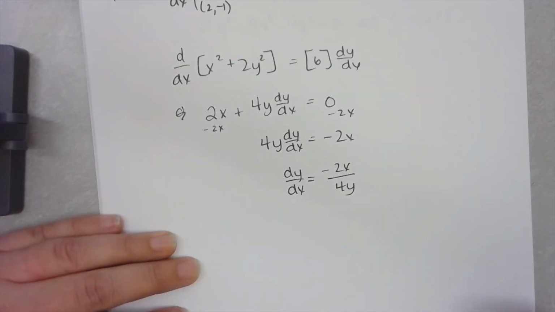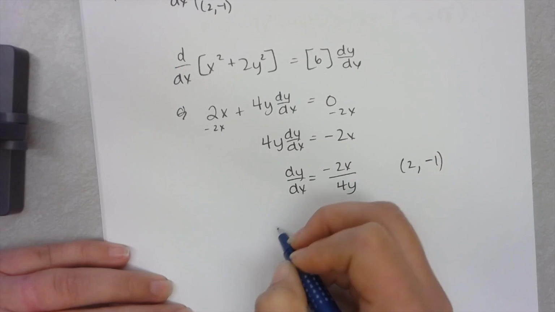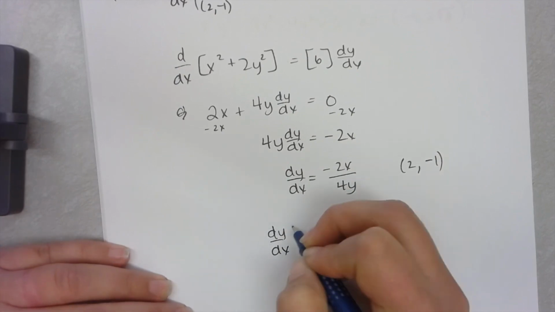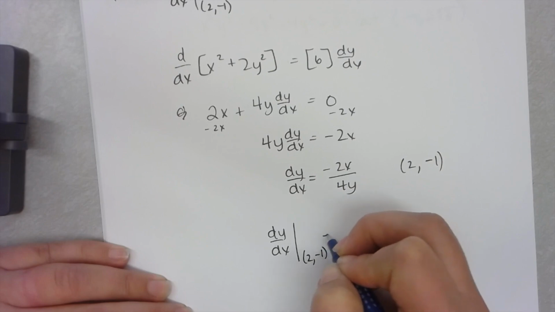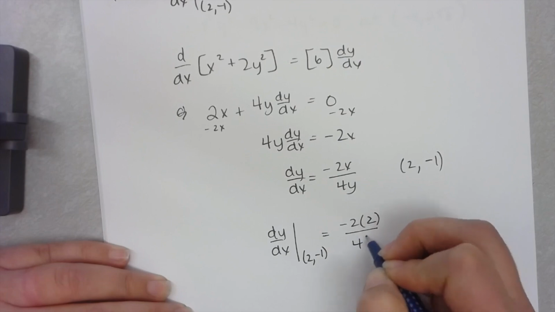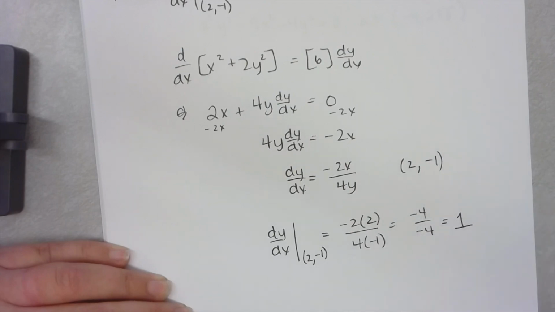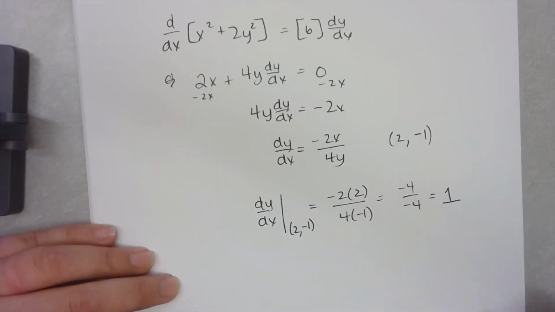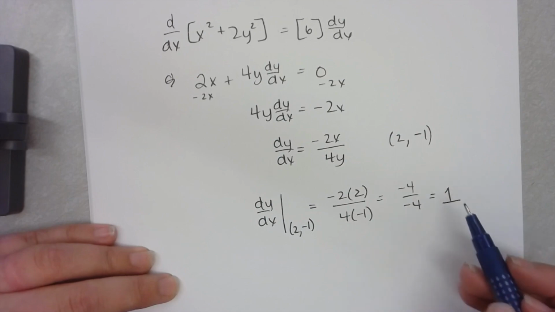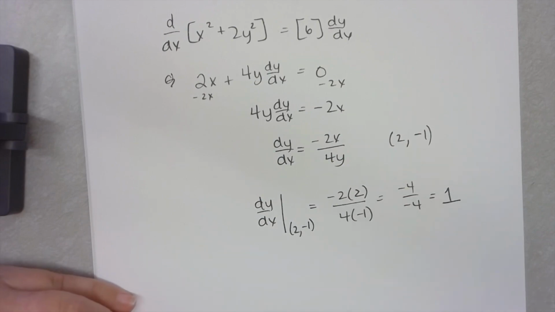So now I wanted to find it at the point (2, -1). My dy/dx at the point (2, -1) is equal to -2 times 2, my x value, over 4 times -1. I end up with -4 over -4, which is +1. So the slope of my tangent line at the point (2, -1) is in fact 1, or I could say the instantaneous rate of change is equal to 1, right? All of those things. The velocity is 1 at this point.